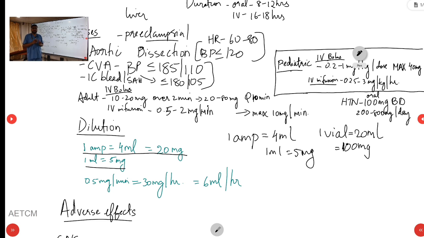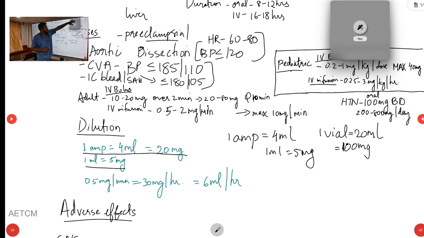And if we are not able to achieve the target BP or the target reduction, then we can start the patient on an infusion. How do you give an infusion? The infusion dose is usually 0.5 to 2 mg per minute. We start with 0.5 mg per minute, and we can increase up to 2 mg per minute. The maximum dose we give is 10 mg per minute. I will tell you in a bit how you prepare the infusion for giving as a continuous infusion in these emergencies. You also need to know the pediatric dosing.